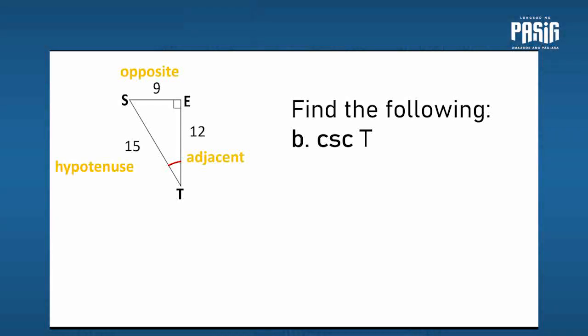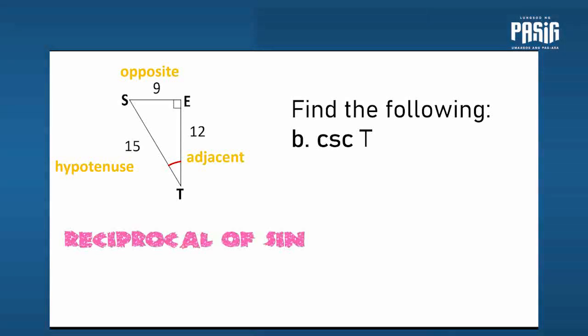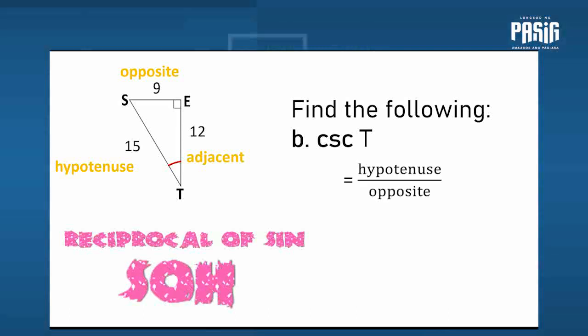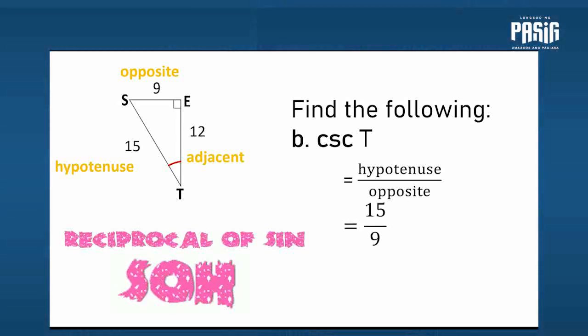Cosecant T is the reciprocal of sine T. And since we're using the mnemonic SOH to find sine theta, we will use its reciprocal to find cosecant T. That is hypotenuse over opposite. The hypotenuse has a length of 15. The opposite side has a length of 9. Therefore, the value of cosecant T is 15 over 9 or 5 over 3 in simplest form.